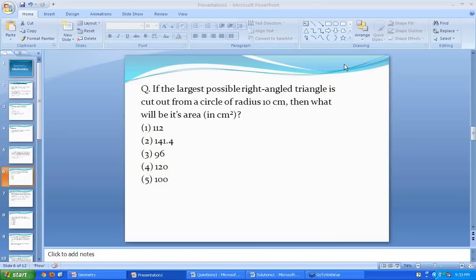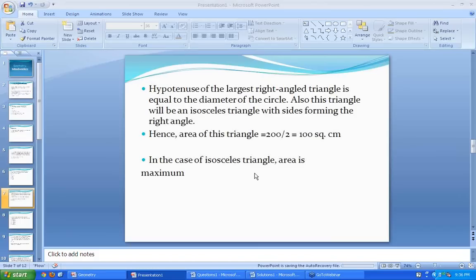So, I have put in the answer for you. We know that the hypotenuse of the largest right angle triangle is equal to the diameter of the circle, because that is pretty obvious. That has to be the diameter. Also, the triangle will be an isosceles triangle. Actually, we have not touched upon circles, so maybe that is the reason why some of you could not solve it. But this is basic elementary maths.